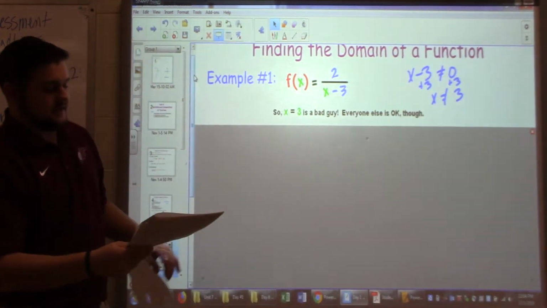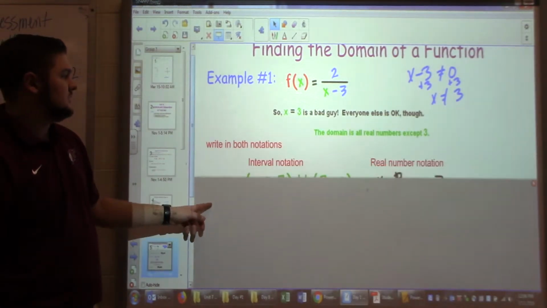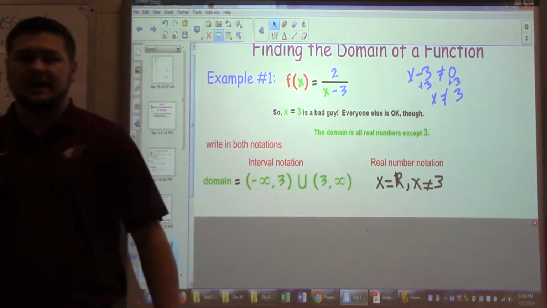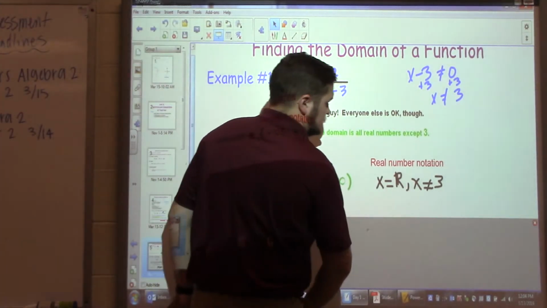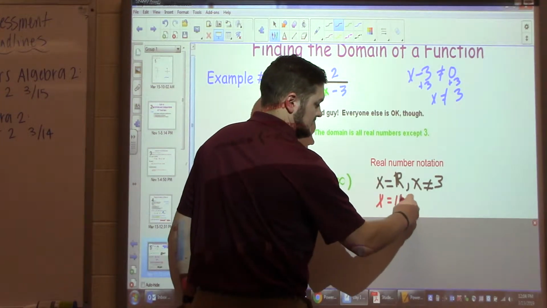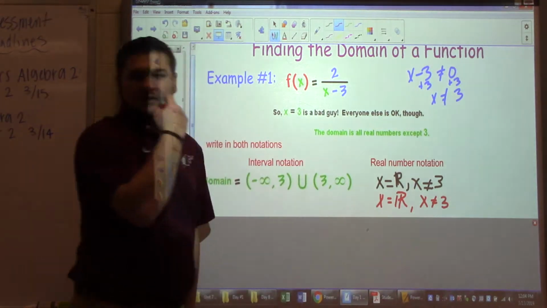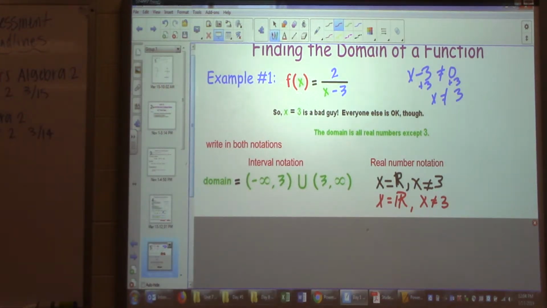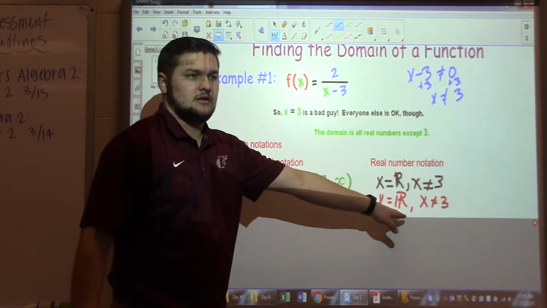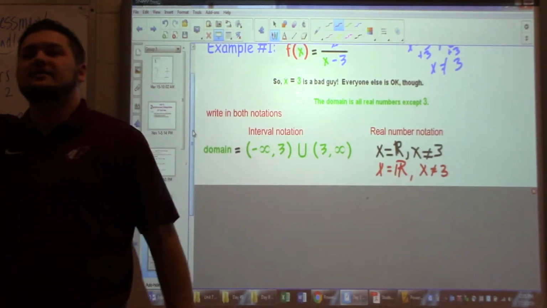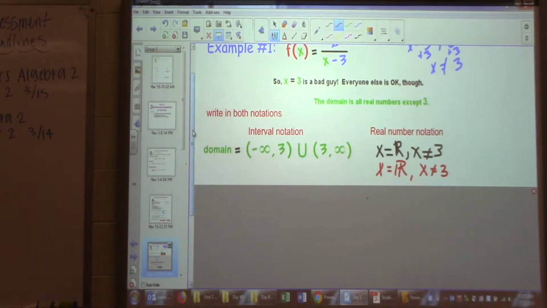So to write my domain then, in real number notation, it's going to look like x is in the real number set. So x equals the 2-tailed R. That's a really bad one. X is in the real number set, comma, x cannot equal 3. You're going to put x in the real number set for real number notation every single time. No matter what the problem is, you will always have that part. It's always in the real number set. And then you're going to put a comma and list every single restriction that you have. So in this case, we only have the 1. It's only x cannot equal 3.